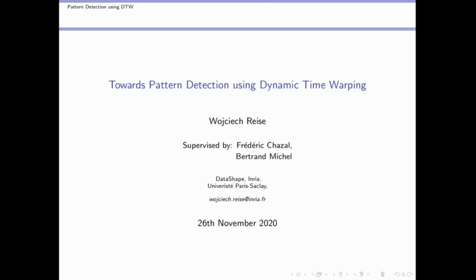So hi all, it's a pleasure to be here and part of the DataShape team, where I started my PhD thesis in September under the supervision of Frédéric Chazal and Bertrand Michel, and I'm working on geometric inference for multivariate time series. What I would like to talk to you about today is the first part of the project. I'm aiming to do pattern detection using dynamic time warping on data that's coming from navigation systems.